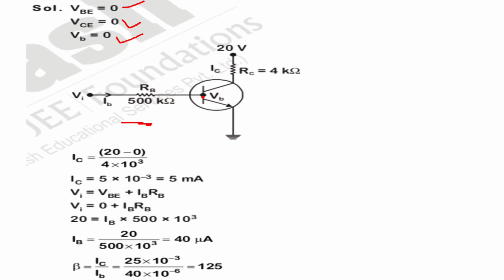So I equals V upon R, so we have to find IC equals 20, and this is grounded, so that's why this is 0, 20 minus 0 upon R, and R, this one, 4 into 10 to the power 3, and IC will be, after solving this, IC will be 10 into 10 to the power minus 3, and 10 to the power minus 3 we can write as milli, so this is m, okay.